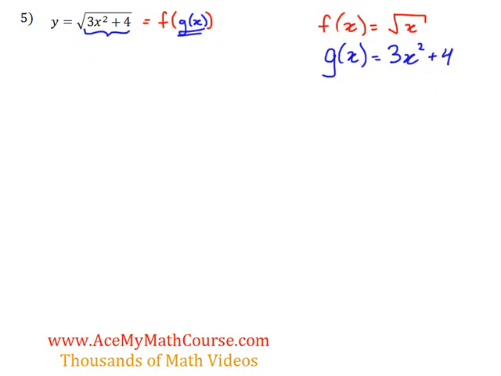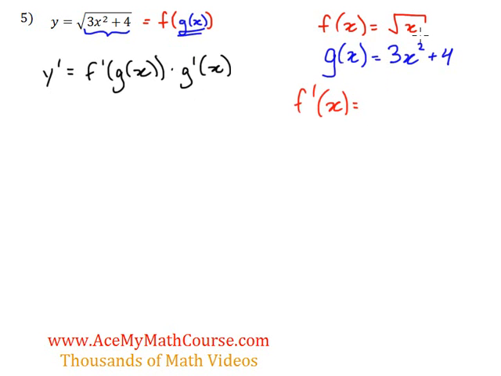Now, we know that y prime of f of g of x will be f prime of g of x times g prime of x. Great. So let's do this. The first step will be to find out what f prime of x is. Now, the square root of x is just x to the power of half. Right? Hopefully that makes sense to everyone.